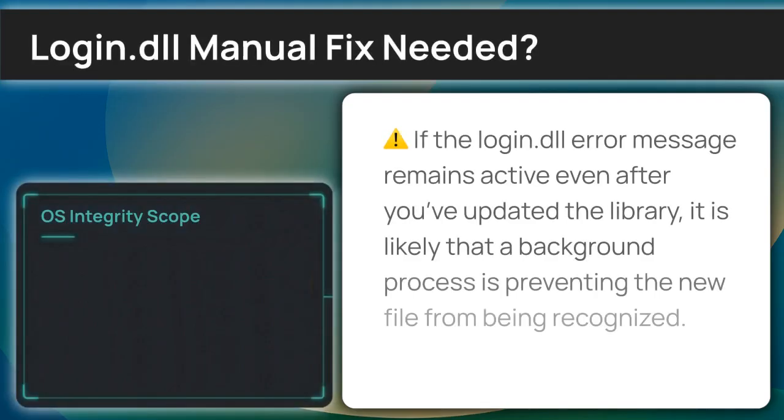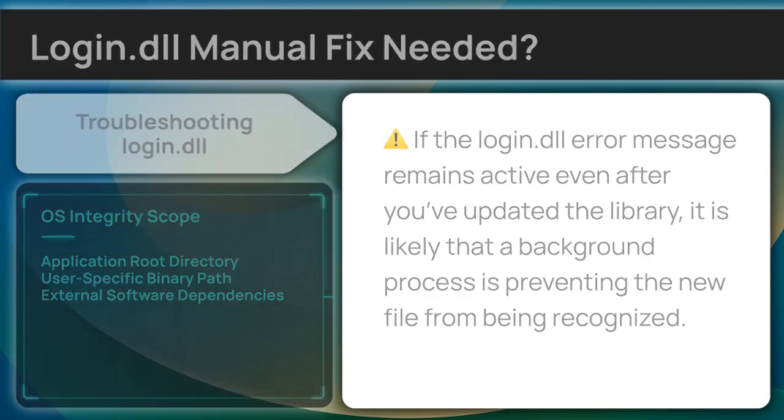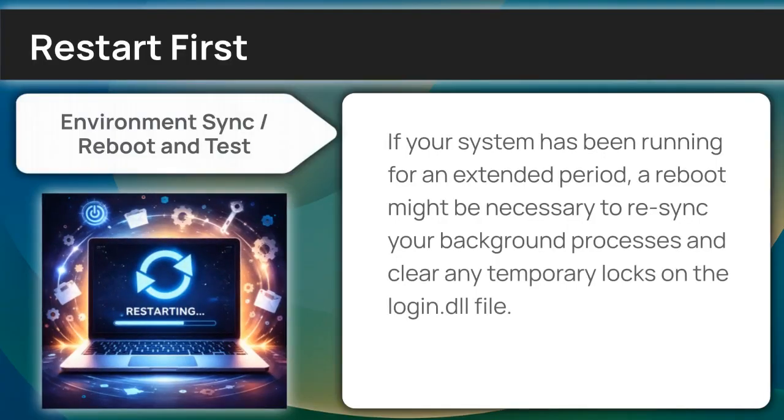When a standard software refresh isn't enough, we need to bypass the automated installers and look at manual system state resets. Performing a restart can determine if the error is just a transient environment glitch. A reboot refreshes your system's path variables and can sometimes re-establish a broken link to the login library file.